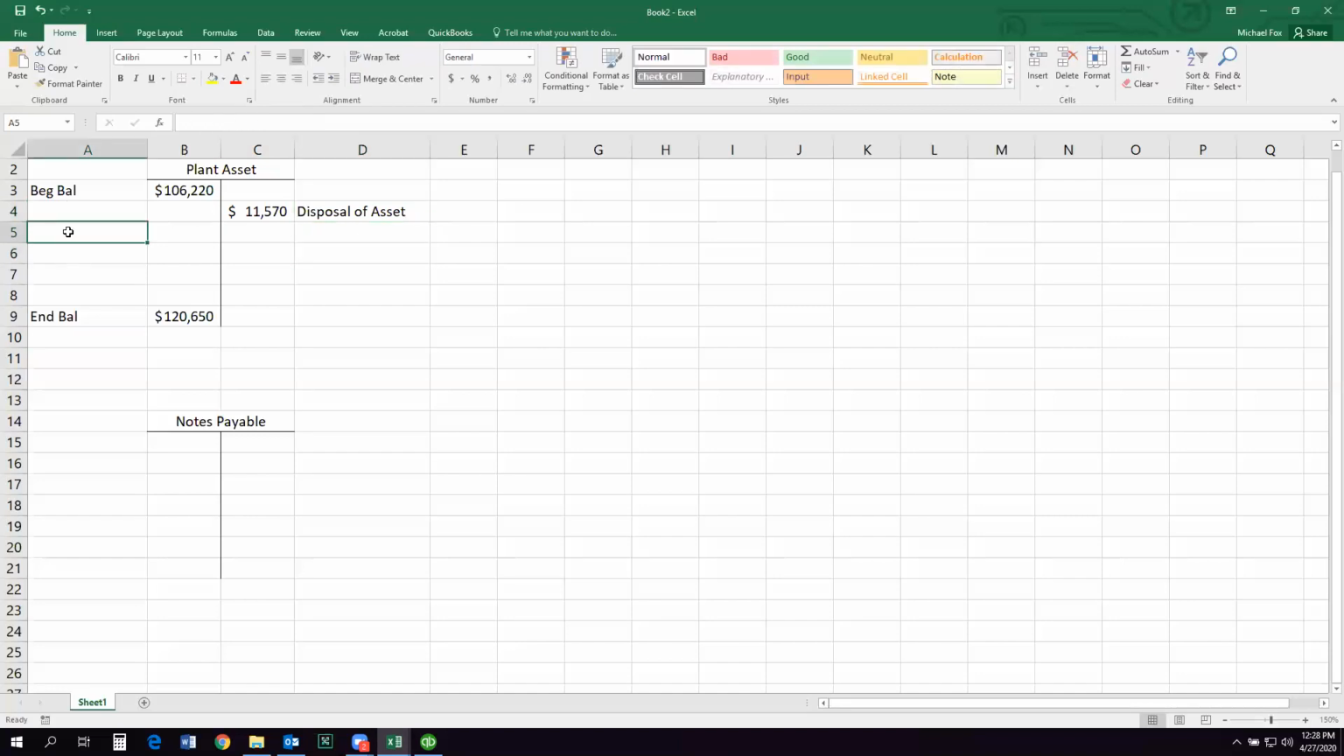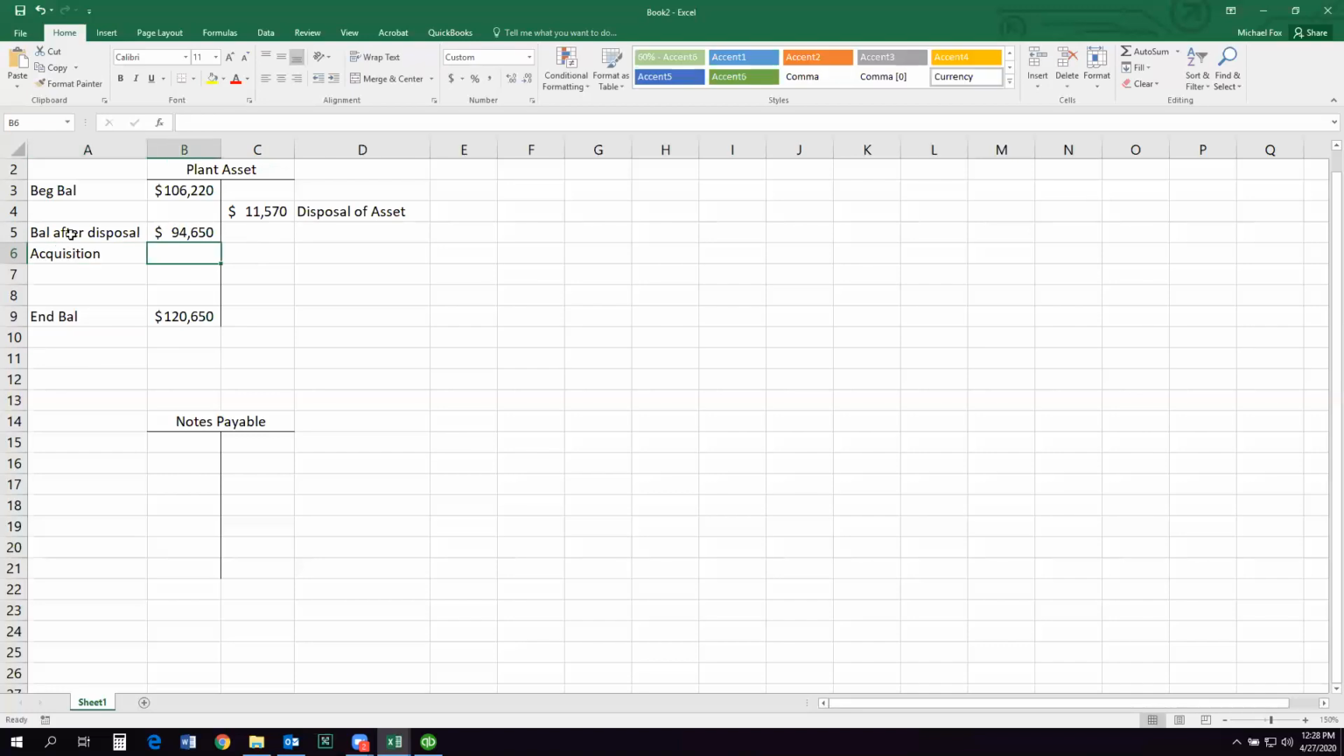So now we can figure out that after that, there was some balance after the disposal of that plant asset, which will be the 106,220 minus the 11,570. So now we know that we had a balance of 94,650 in the plant asset account at some point during the year, but we ended the year with 120,650, so there must have been an acquisition of a plant asset. And in fact, the more info tells us the plant acquisition was for cash. We just have to figure out how much it is.